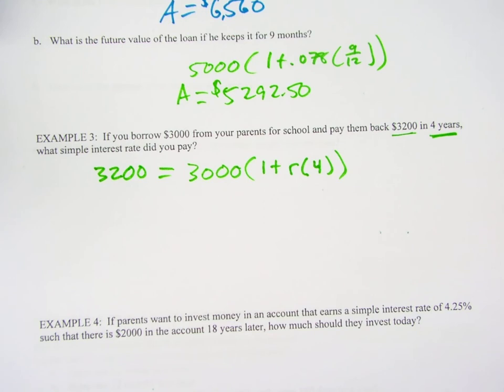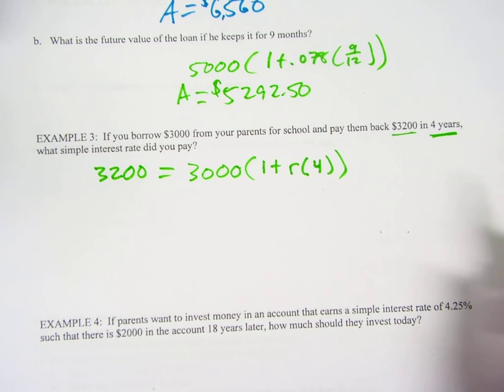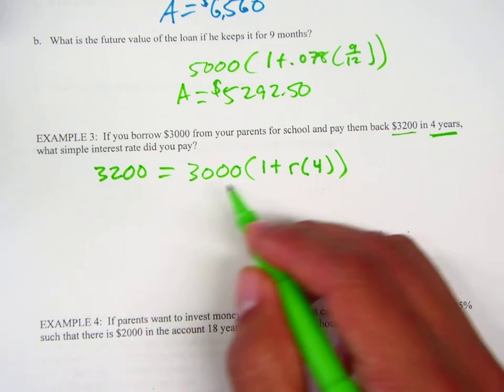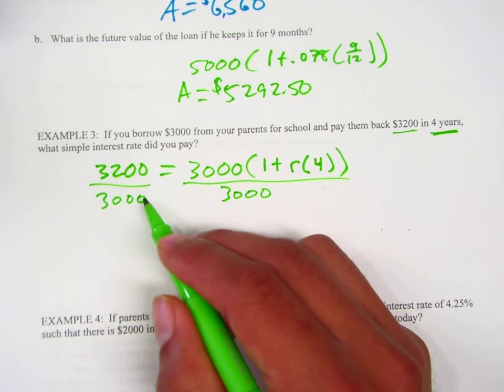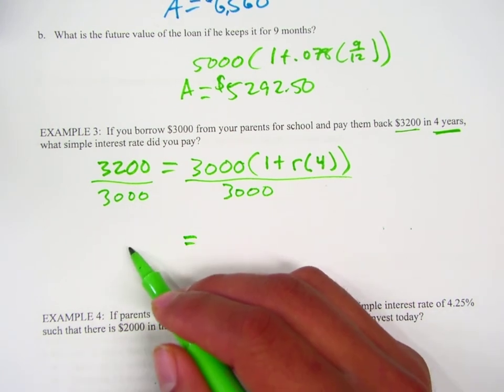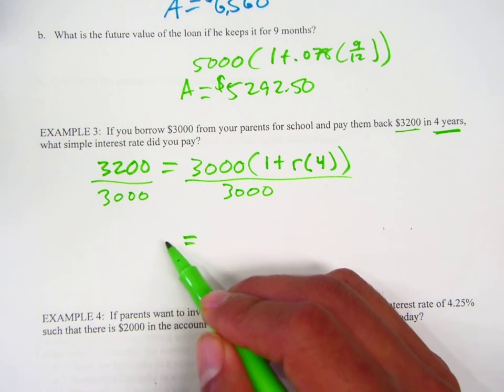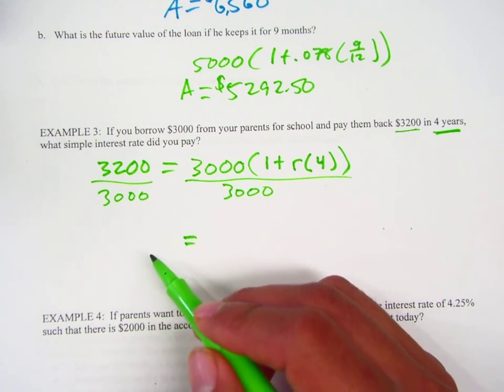You have a couple of options to try to get R alone. What's one thing that we could do to get R by itself? Divide by what? Divide by 3,000. So now on this side, what does this reduce to? Let's get a fraction out of that. What's the fraction for that? I don't want to write repeating decimals, and we don't.